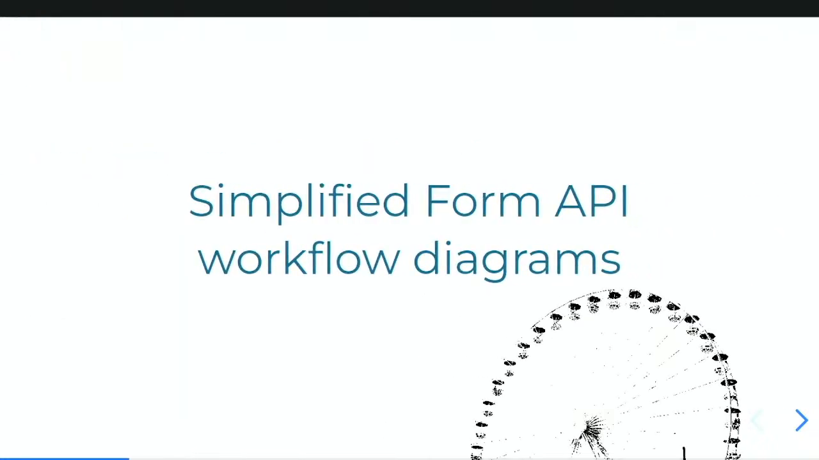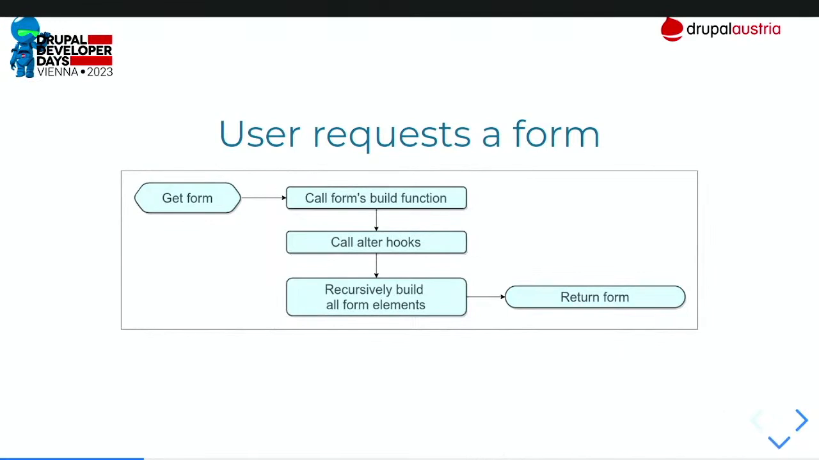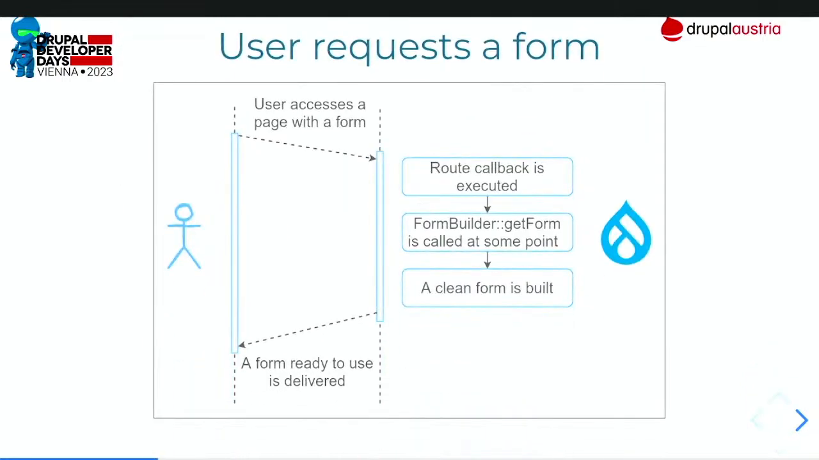So let's see the simplified Form API workflow. Let's say that the user requests a form. The workflow is kind of simple. Drupal detects the form is needed. So Drupal calls the form build function, calls the alter hooks, and then the form is recursively built to render and get an HTML code that is returned to the user. This is a time diagram of what happens. The user requests, Drupal does its magic, and then it's returned to the user.